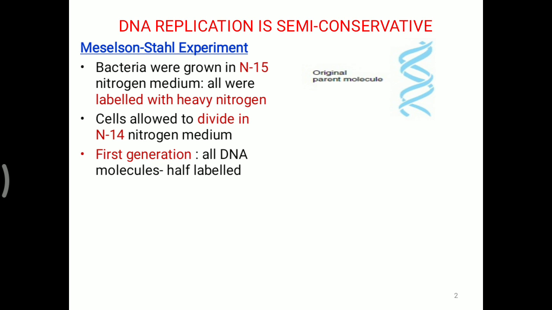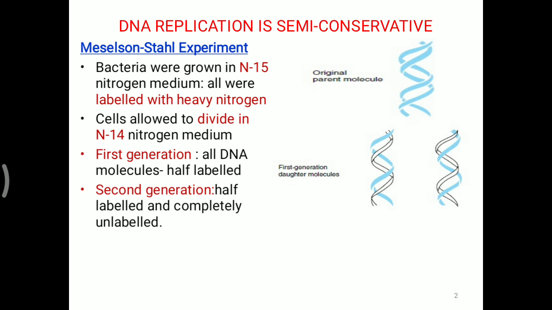So what is the first generation? All DNA molecules are half labeled, meaning one old strand of heavy nitrogen, N15, remains, and the other strand synthesized in the first generation is made up entirely of normal N14 nitrogen. Now this first generation is also allowed to divide, and the second generation developed contains half labeled and half completely unlabeled DNA molecules.